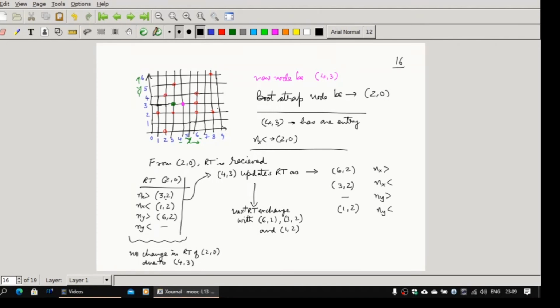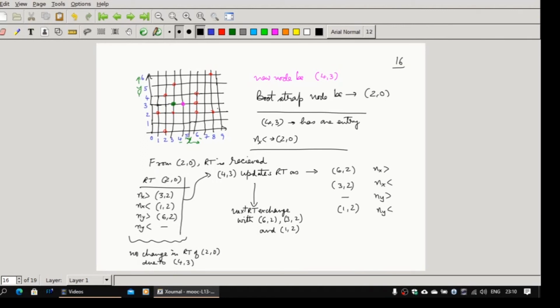2.0 will not be affected by knowledge of 4.3 because it still is not the better option for already existing options. So 4.3 will now update its routing table because it now knows about this and this node. So 4.3 will now pick up, for larger nx, this particular node 6.2. For the lower one it will pick up this one.